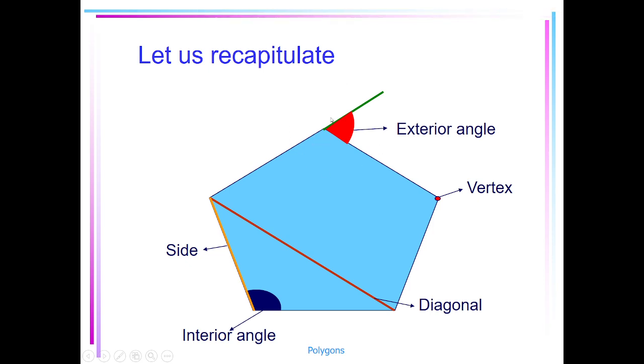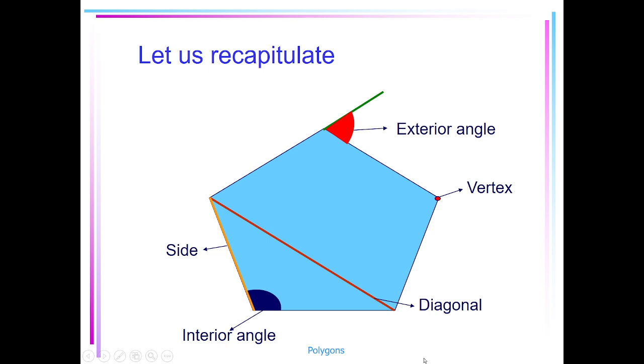So let us recap the terminologies that we just had. We have the side here, so just a line segment that is part of the entire polygon. We have the vertex. This is where the two sides of a particular polygon, the two adjacent sides, meet, and we have the interior angle and the exterior angle.